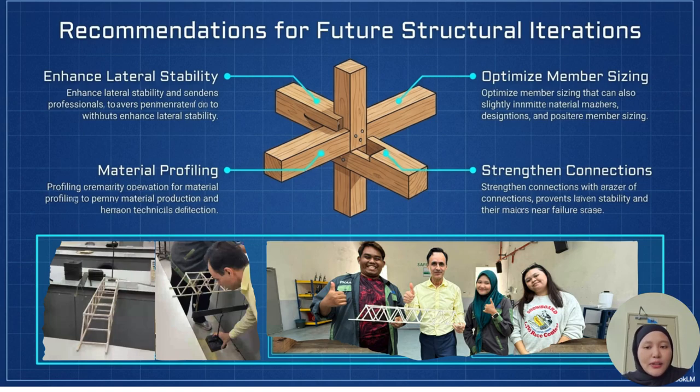Connections are the weakest link in any structure. I recommend using thicker gusset plates, high strength bolts or welded connections, and designing redundant load paths so that failure at one point does not cause collapse. A structure is only as strong as its weakest connection.